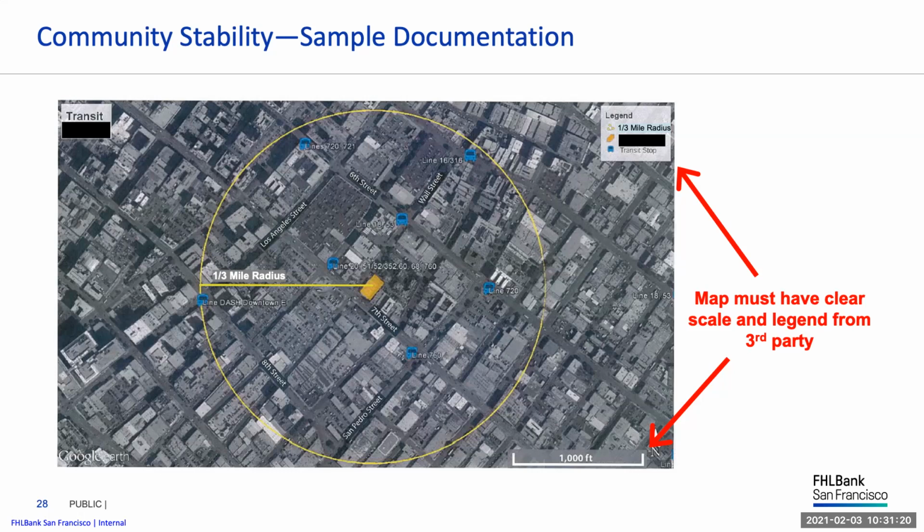So it's very important for both transit and amenities documentation that the third party scale and legend is included, as we had a number of projects lose points in this area last year because the third party scale was missing. This gives us certainty that the information provided is accurate. Otherwise, we can't tell if it was just created by the applicant.